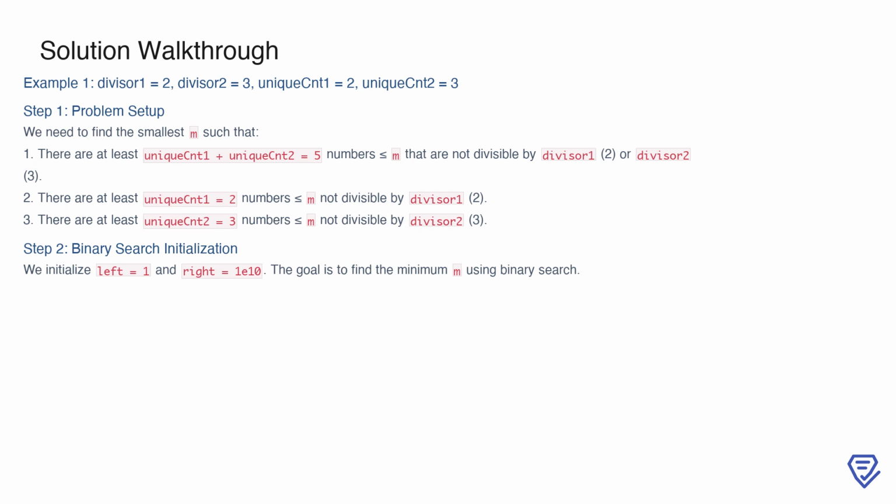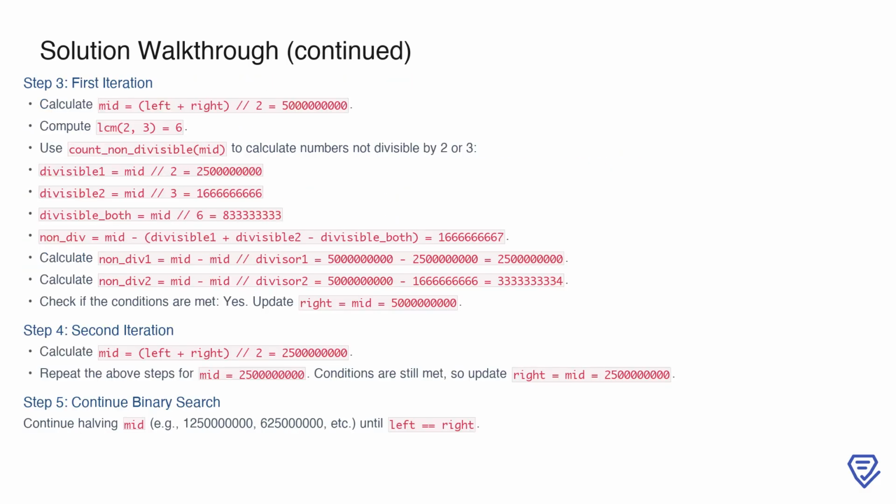We initialize the search range with left set to 1 and right set to 10 billion, aiming to narrow down the range to find the minimum m that satisfies all these conditions. To begin, we calculate the midpoint of the range, mid, as the average of left and right, which is initially 5 billion. We then compute the least common multiple, LCM, of 2 and 3, which is 6.